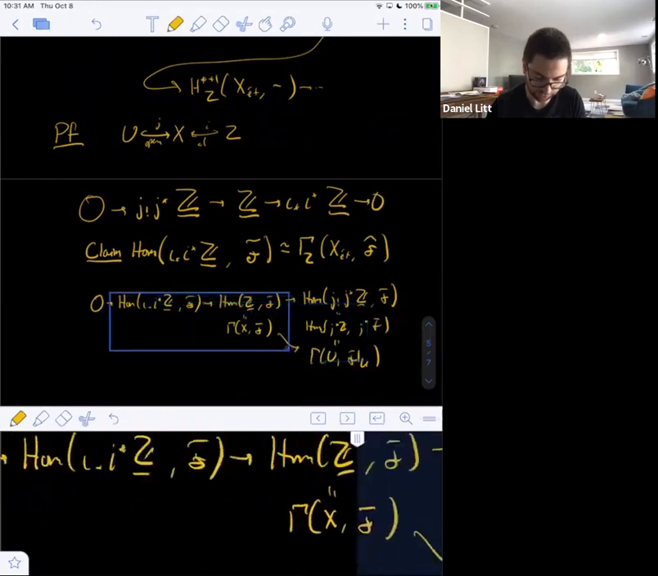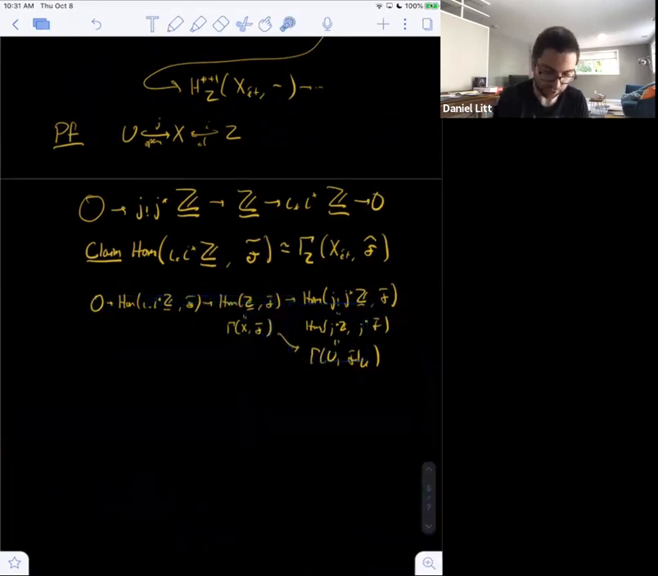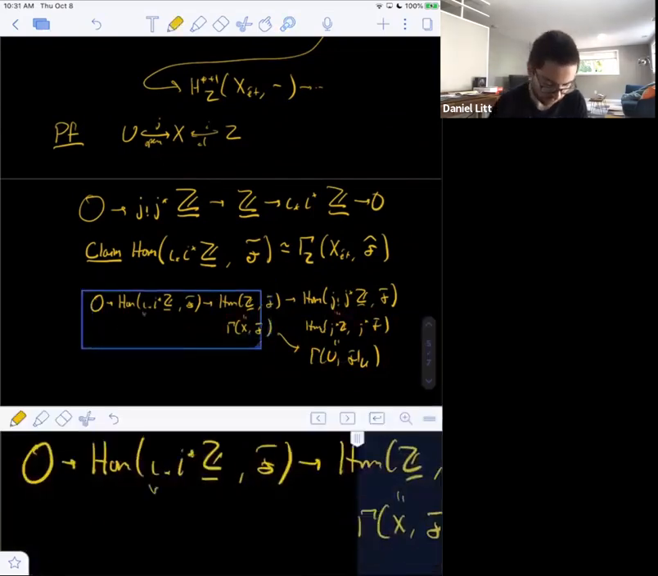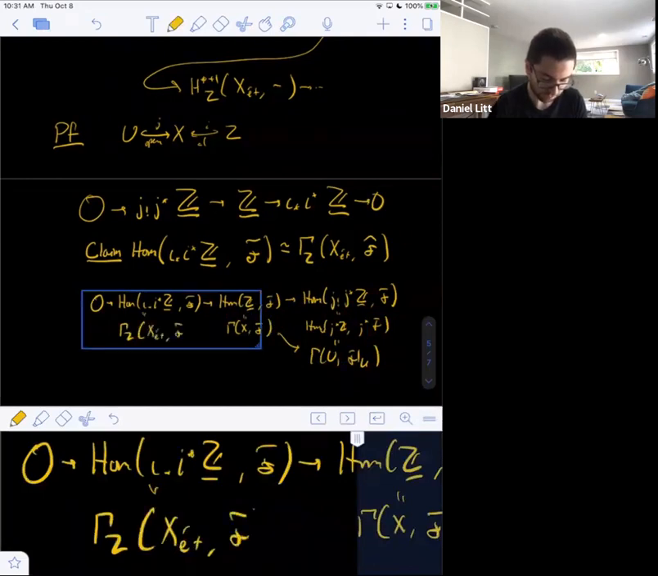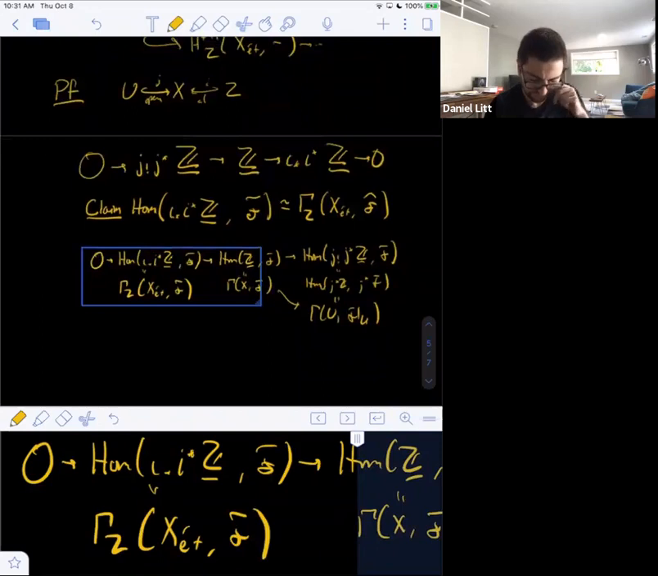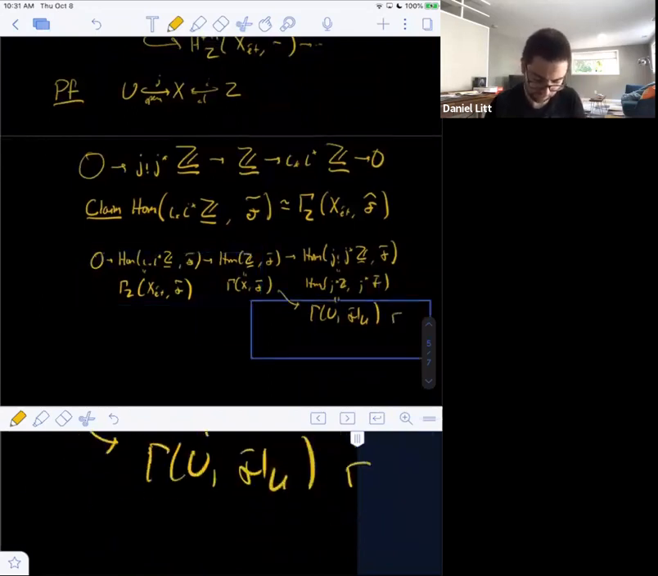All right, so what does that tell us? That tells us that the thing we're interested in, this object, is the kernel of this restriction map, which is exactly our definition of global sections supported on Z of F. All right, so that proves the claim.